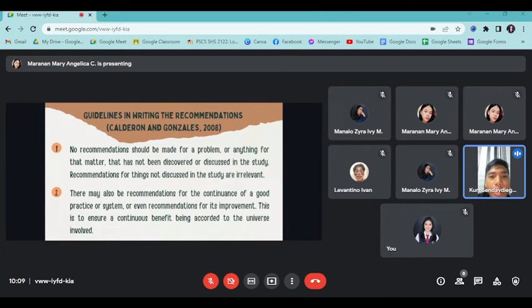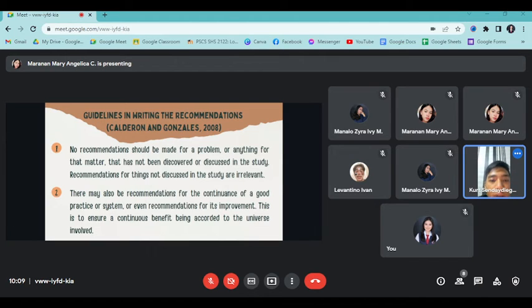Guidelines in writing the recommendations. Calderon and Gonzalez, year 2008. Number 1. No recommendation should be made for a problem or anything for that matter that has not been discovered or discussed in the study. Recommendations for things not discussed in the study are irrelevant. Our recommendation should be valid. Hindi rin dapat tayo nagbibigay ng recommendation na mali. Recommendation na nagbibigay ng cause of the problem. Dapat nakapaloob din sa topic or study yung recommendation natin.